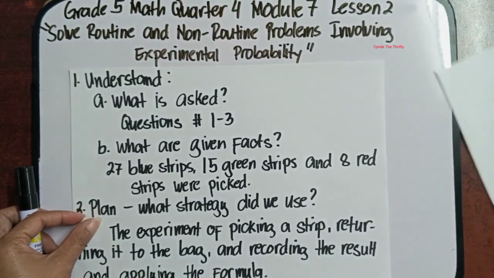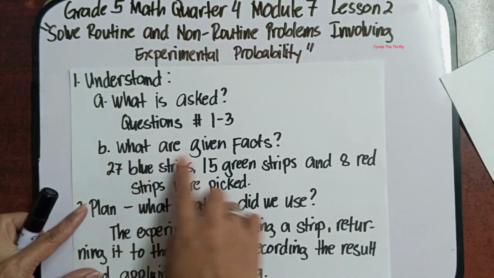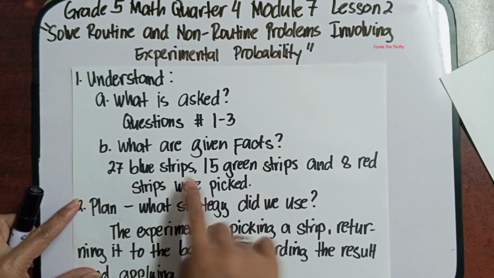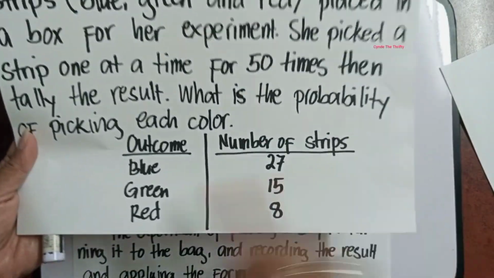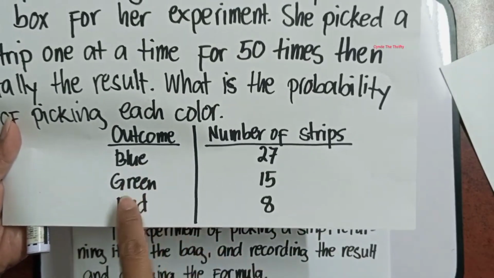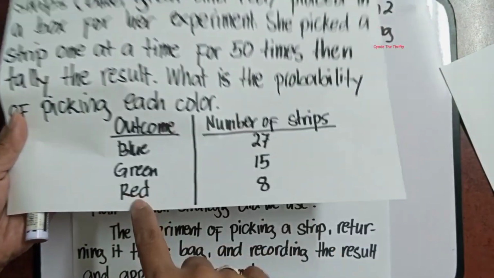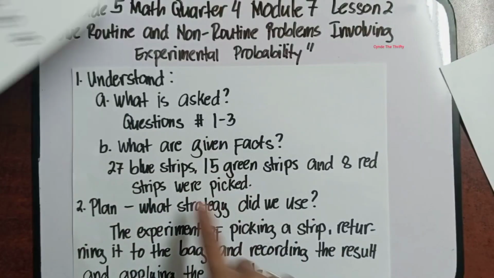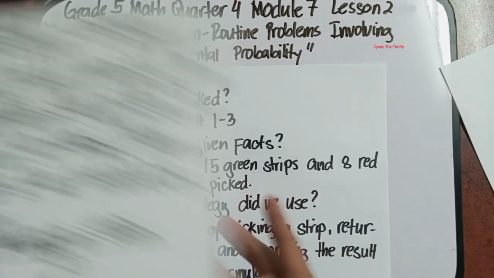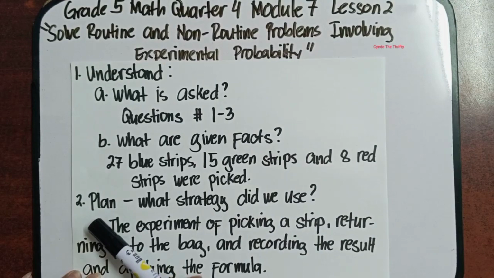And then, what are given facts? 27 na blue strips. Ito yung given facts natin. 27 na blue strips, 15 na green strips at 8 na red strips. So, ito yung given natin dito. Step number 2 natin is plan.